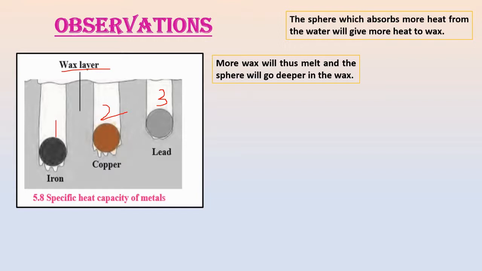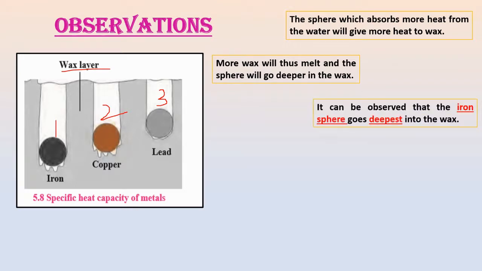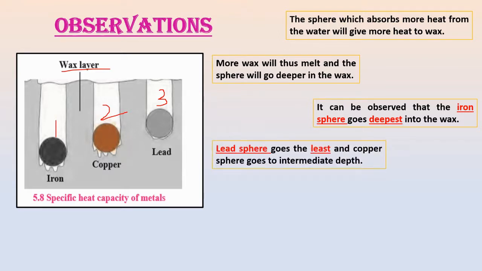From the figure we can say that iron is the one which has penetrated most into the layer of wax, then second comes copper, followed by lead. So it can be observed that the iron sphere goes deepest into the wax. Why does it go deepest? Because it has acquired more heat energy. The lead sphere goes the least and the copper sphere goes to an intermediate depth, between iron and lead.